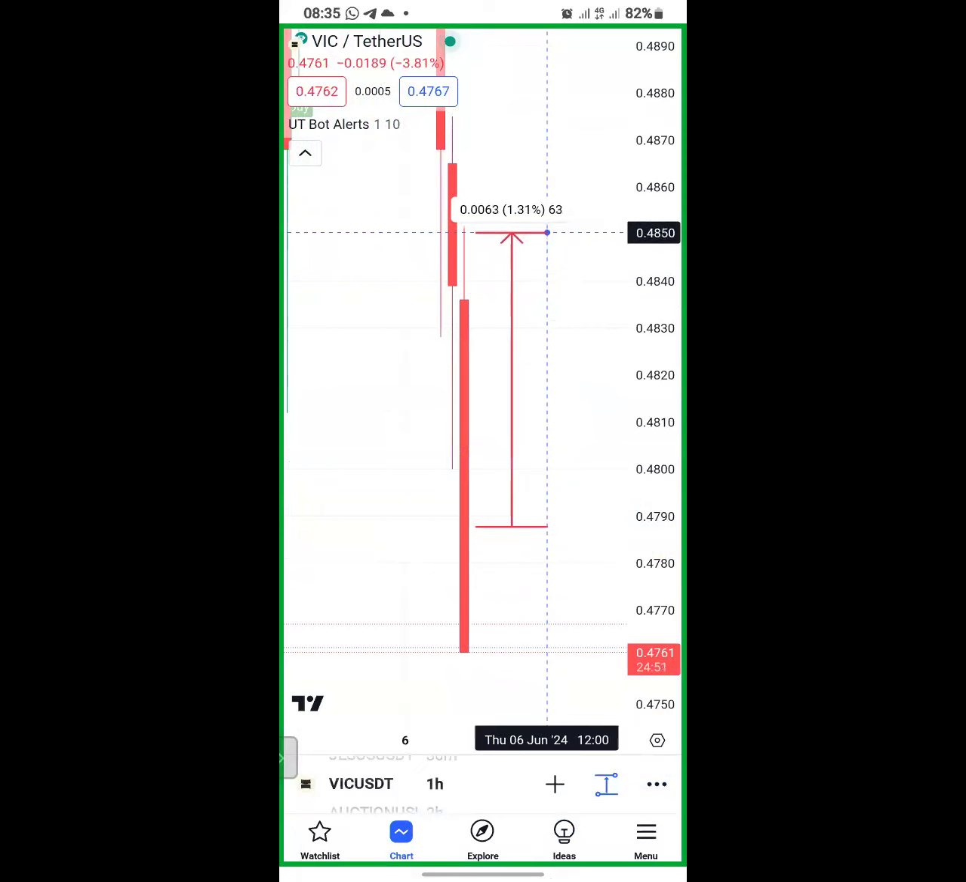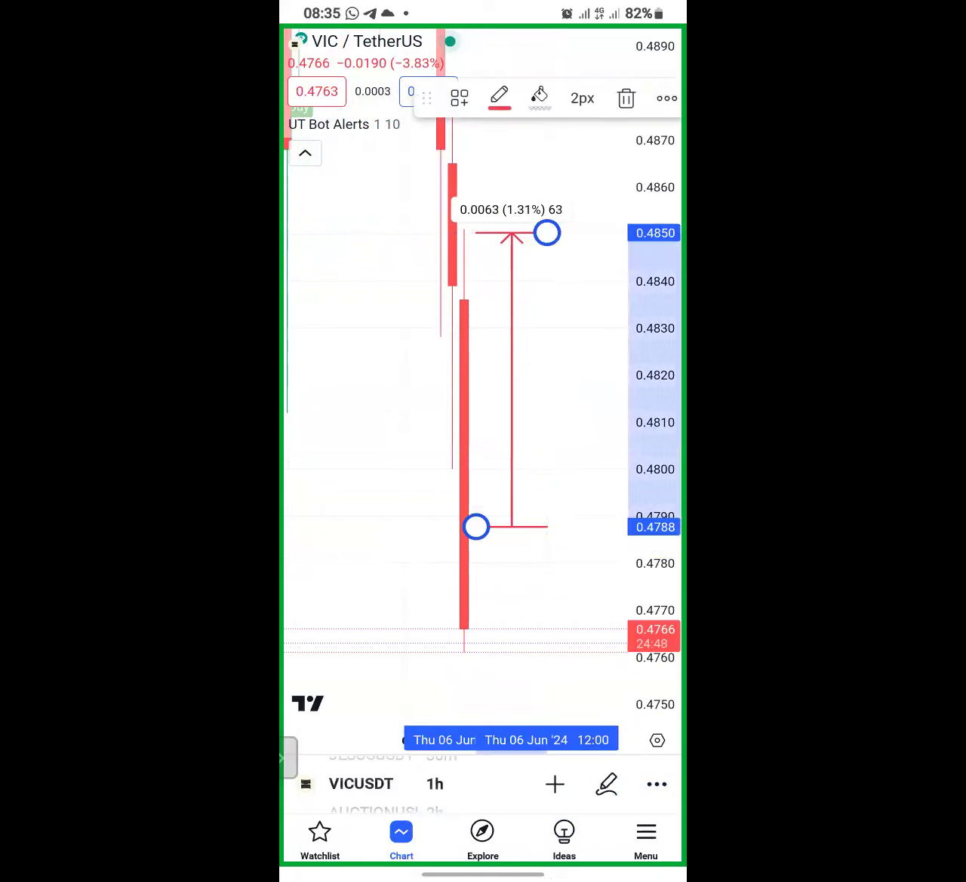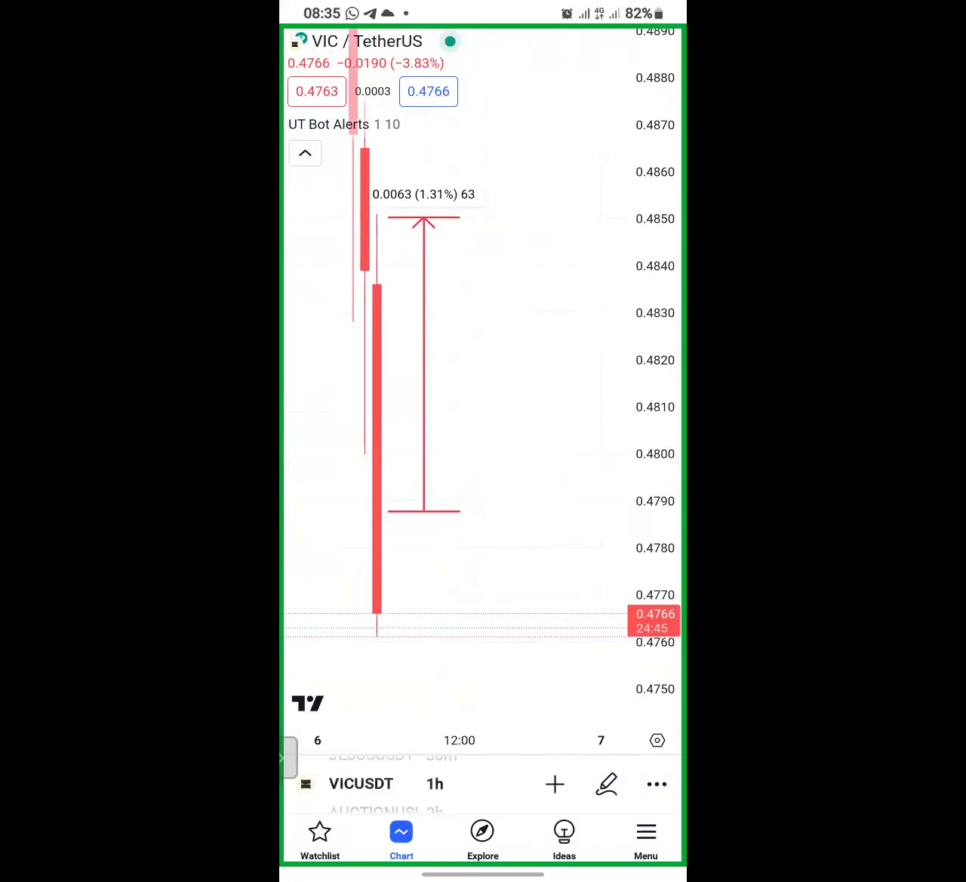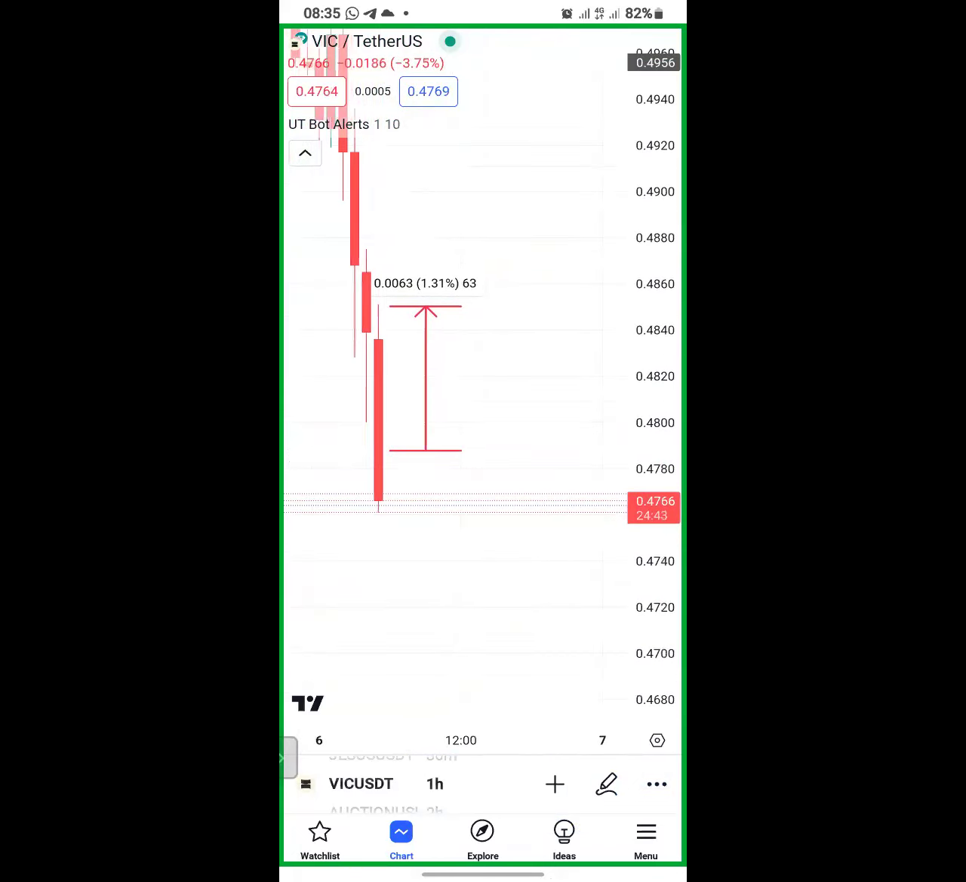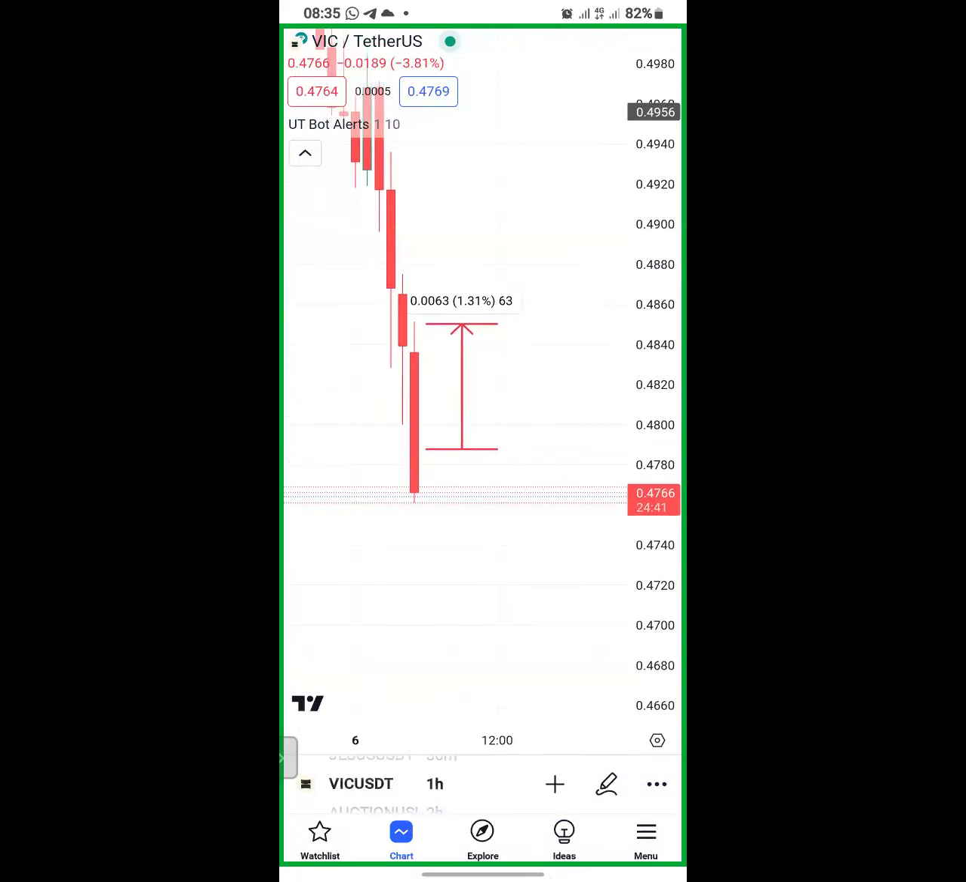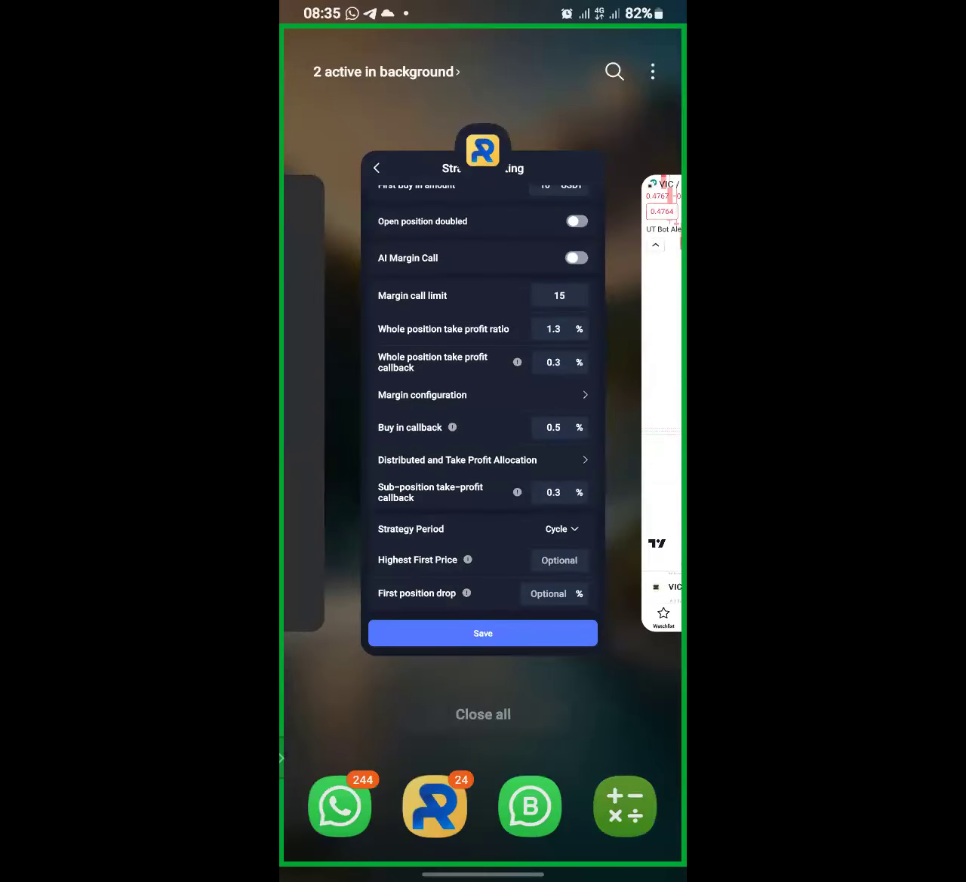Someone asked me about this coin yesterday. I told him we are not good with this coin. If you do not set margin calls, okay. So let's say that you've taken 1.3 and that default take profit, what you see, then you get a whole position take profit callback, this one here. So the 1.3 is this.